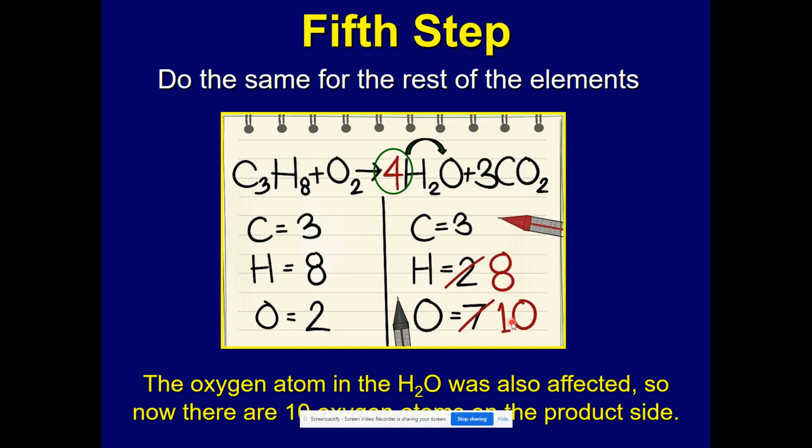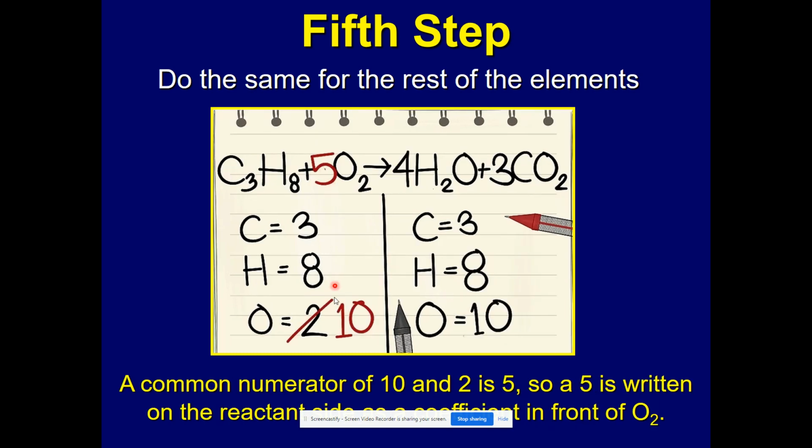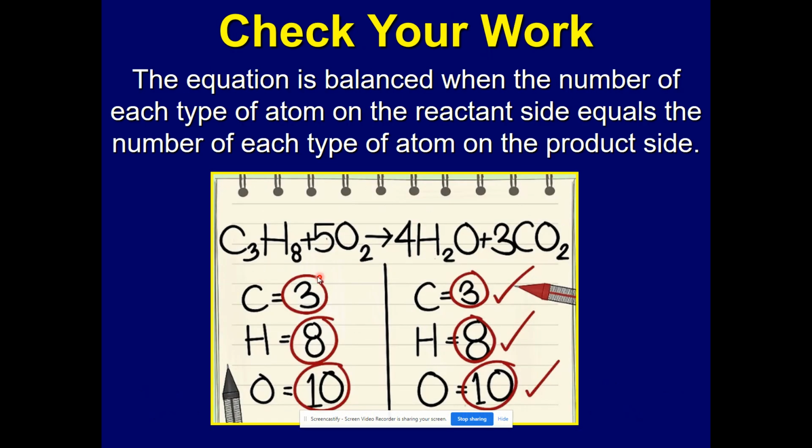We have 10 oxygen here on the product side and only 2 here. So we need to multiply this side where the oxygen is by a 5 to get the 10. So we're going to put a 5 up here in front of that O2. And once we carry out the math, we'll have 10 oxygens here and 10 oxygens here. So now they're all equal. The equation is balanced when the number of each type of atom is equal on the reactant side and on the product side.